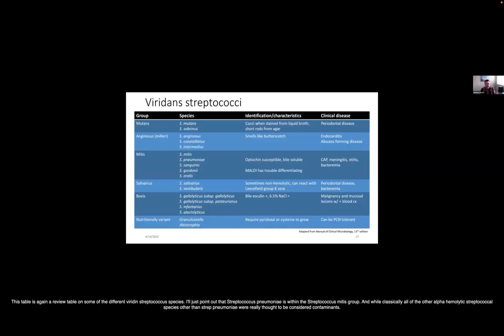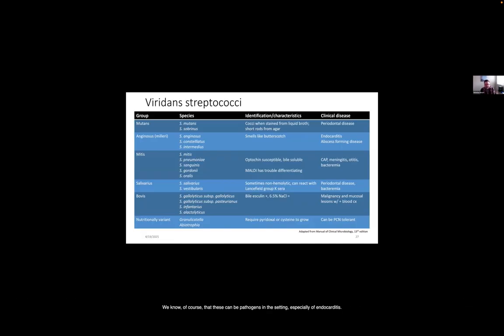And this table is again a review table on some of the different viridans Streptococcus species. I'll just point out that Streptococcus pneumoniae is within the Streptococcus mitis group. And while classically all of the other alpha hemolytic streptococcal species other than Strep pneumoniae were thought to be considered contaminants, we know of course that these can be pathogens, especially in the setting of endocarditis.